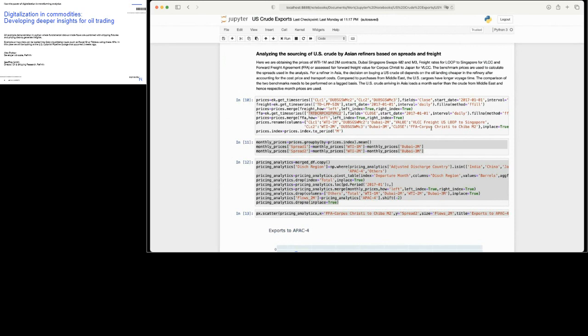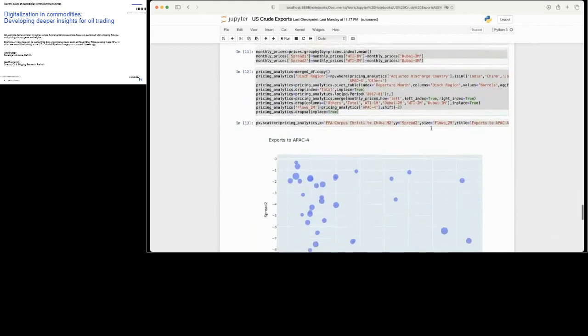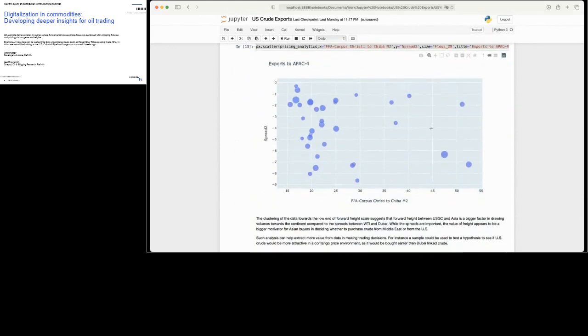month Dubai-Singapore swap. Here in this block of code, we're obtaining the prices for WTI month 1 and month 2 contracts, and Dubai-Singapore swaps for month 2 and 3. We also retrieve freight rates for LOOP to Singapore for VLCCs, and the forward freight agreement, or assessed fair forward freight value, for Corpus Christi to Japan for VLCC. Then we aggregate the data and create a scatter plot.